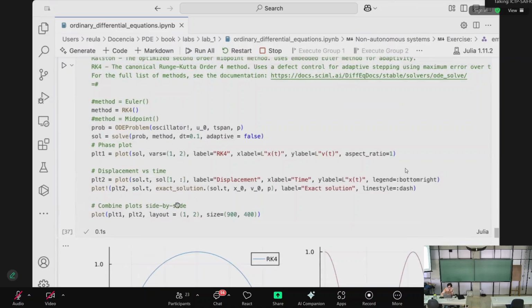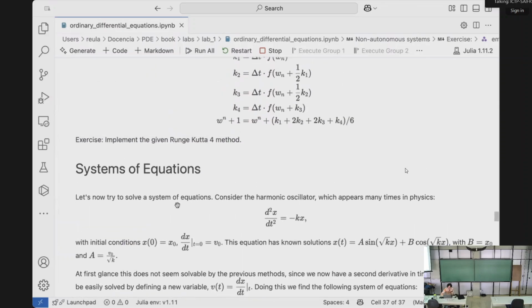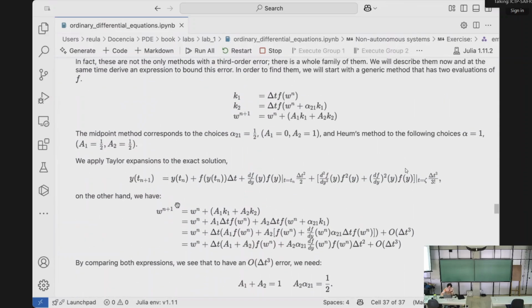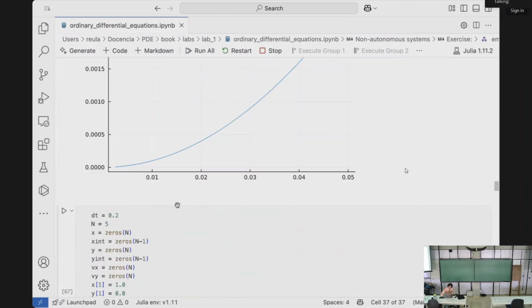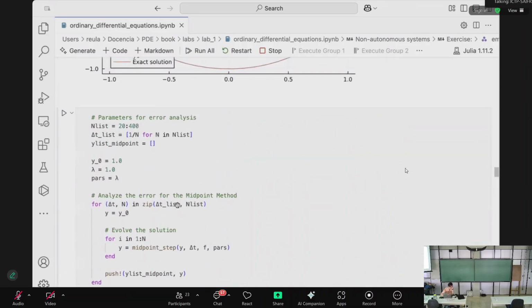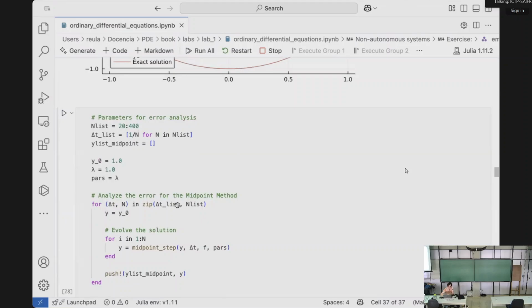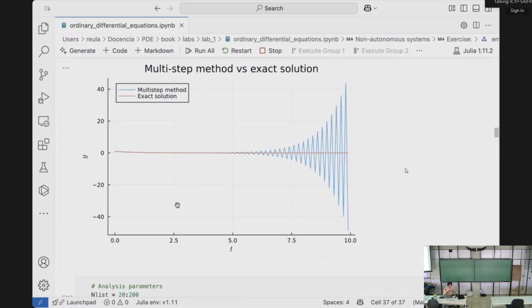It's in the GitHub, in the PDE GitHub. It's in lab 1. You should see it. In lab 1, you should have the one with the logistic equation that we saw before, and this one, and this notebook here about ordinary differential equations, right?